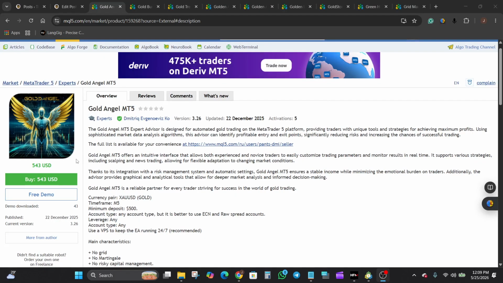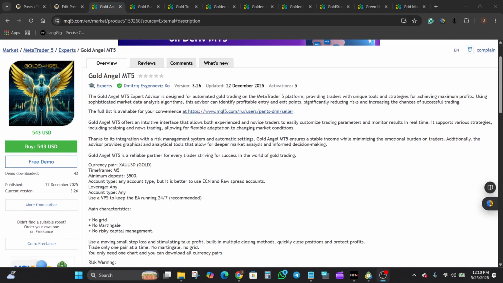The EA is priced at $543 currently at version 3.26. And it was last updated on December 22nd, 2025. It also shows 5 activations, which is something to keep in mind if you were planning to use it across multiple accounts.